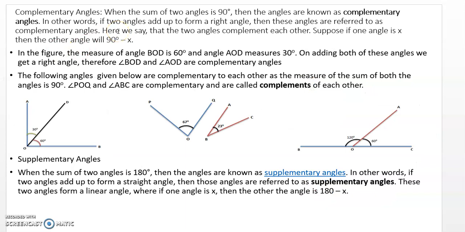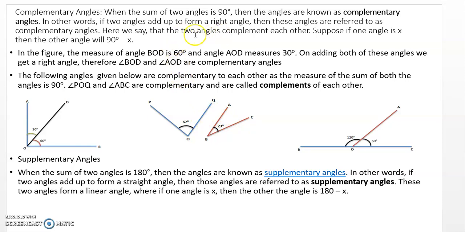Now next, what is the meaning of complementary angles? When the sum of two angles is 90 degrees, then the angles are known as complementary. In other words, if two angles add up to form a right angle, then these angles are referred to as complementary angles, just like this: 60 plus 30 is 90 degrees. Here 67 and 23 is 90 degrees. The complementary angles need not be adjacent. Now here it is adjacent. Here these two angles, if you add them up, you will get 90 degrees. So these are called complementary angles.